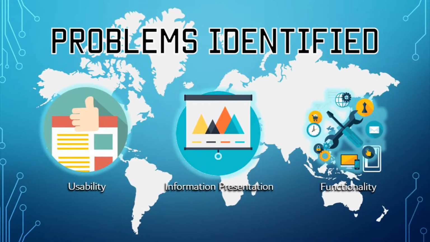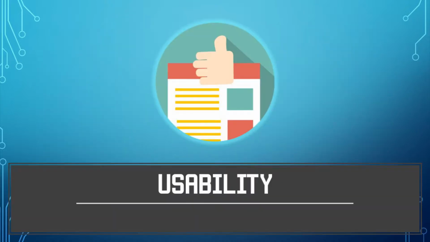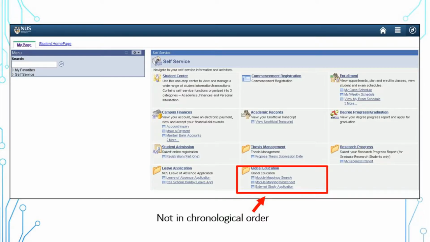We then proceeded to analyze the module mapping process and identified three areas which needed improvement, mainly usability, information presentation, and functionality. Now let's take a look at the homepage of the myISIS platform. Many functions are available as shown in the image above. Then, let's take a look at the general education portion.